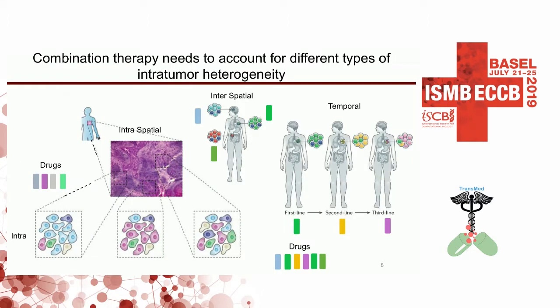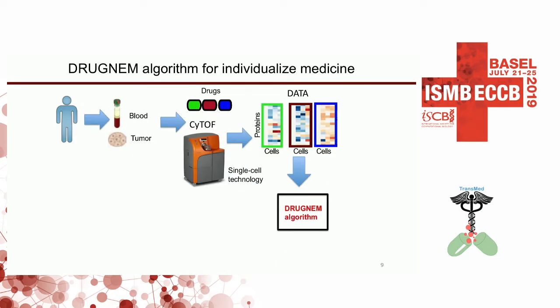However, currently, optimizing combination therapy does not account for intratumor heterogeneity at the single-cell level. So an optimal combination therapy should be able to control for intraspatial heterogeneity. It should be able to control for interspatial heterogeneity, since tumor cells can migrate from a primary site to a metastatic site. And it should also be able to control for temporal changes. So this motivates the need for an algorithm such as DrugNEM, which is optimal for optimizing combination therapies for a given patient by optimizing early response in time after treatment.